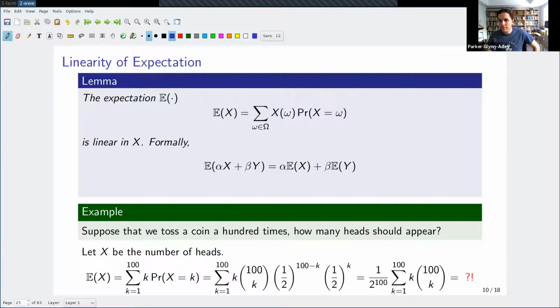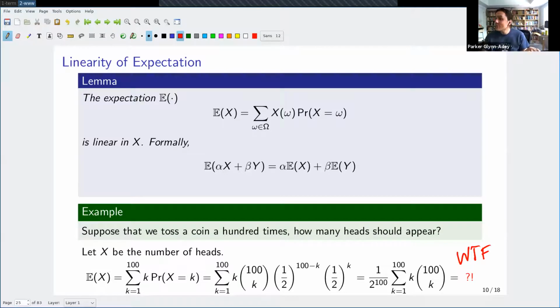WTF. What? That's like some crazy contest problem solving stuff. Does anyone know how to evaluate this? Yeah, I don't know. Like take a Taylor series and take its derivative or something.